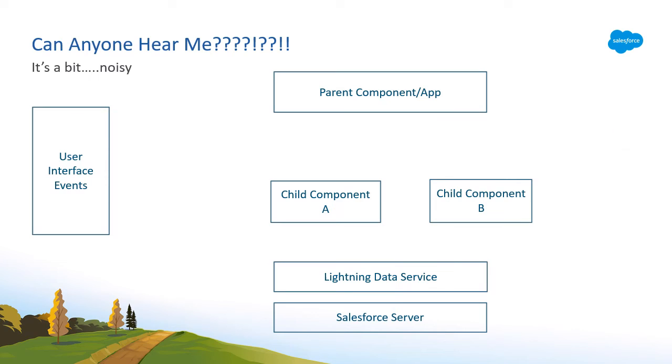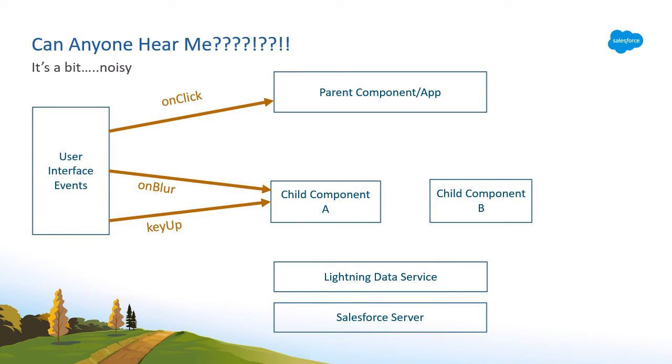OK, so those were our big blocks. We've got our user interface events. We've got a parent component and child components. We've got our Lightning data service. And we've got our Salesforce server. So if we take these one at a time, I think it helps to clarify.